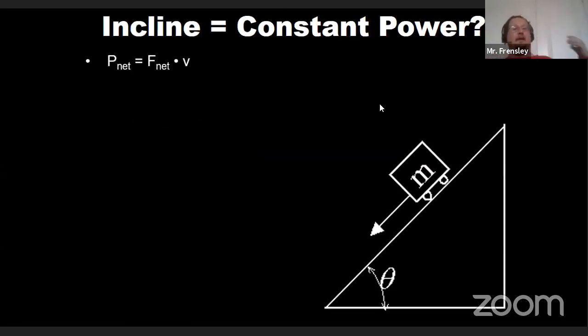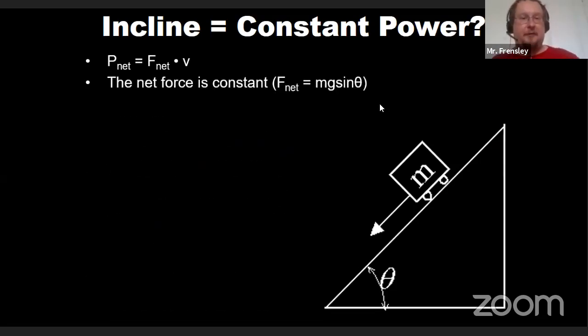Okay, so is an incline constant power? Well, here's my argument. One, let's just start with an equation. P equals F times V. I feel like on this exam, you're going to be typing. You're not going to be able to do subscripts or superscripts. So maybe you just put P equals FV, or you just say the net power is P equals FV and don't worry about putting any little subscripts or whatever.